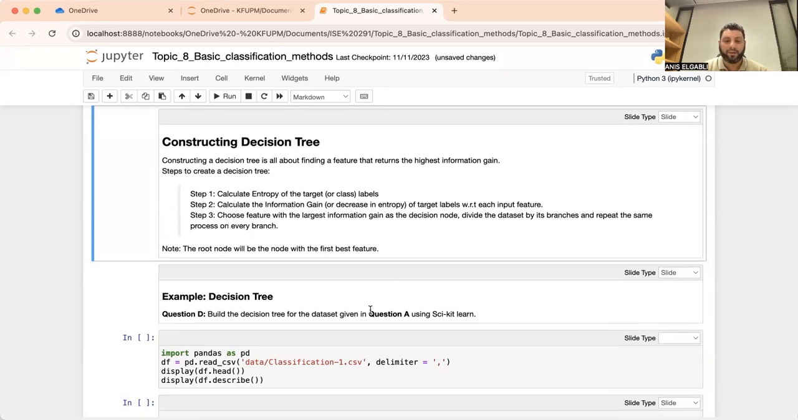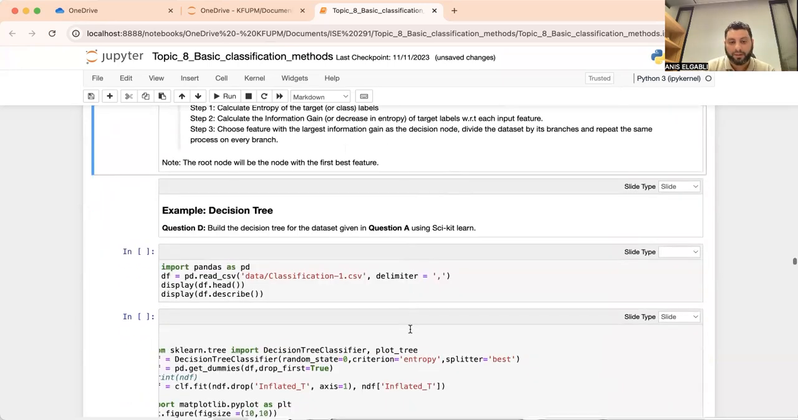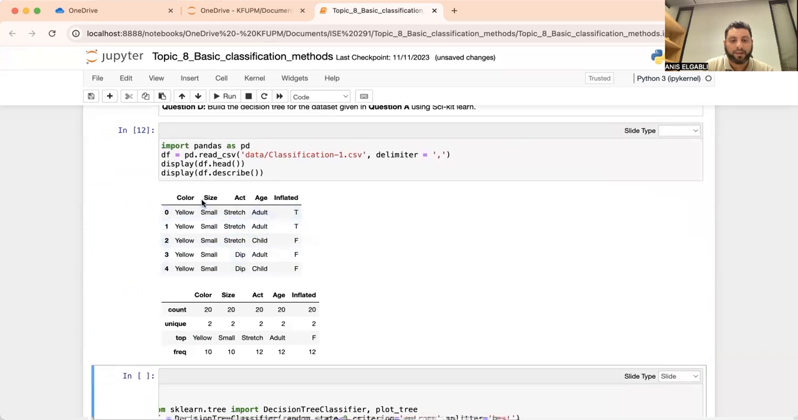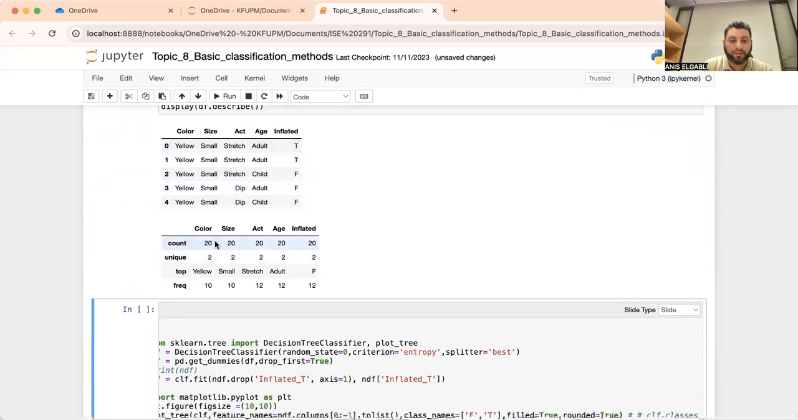We're going to explain that. Maybe if we look at it visually, it will be easier to understand. Let me load this data. Again, it's the same file. So these are the 4 input features we have, and this is the target variable. In total, we have 20 samples, and for every one of these features, there are only 2 choices. All of them are categorical.